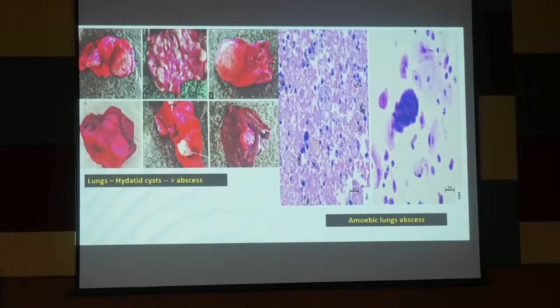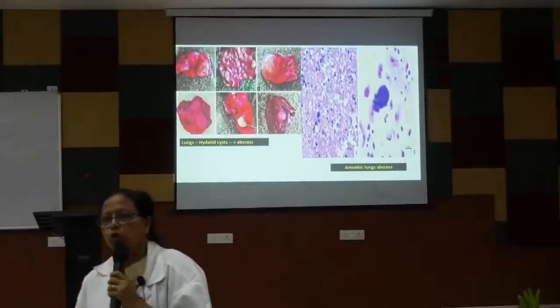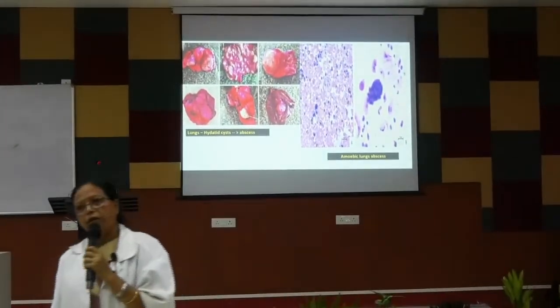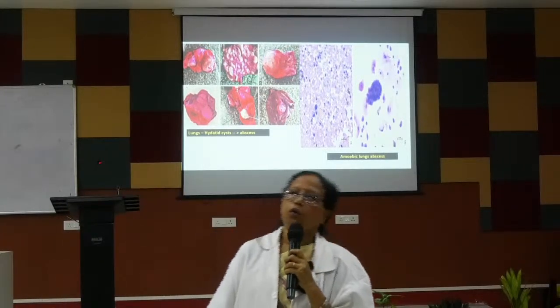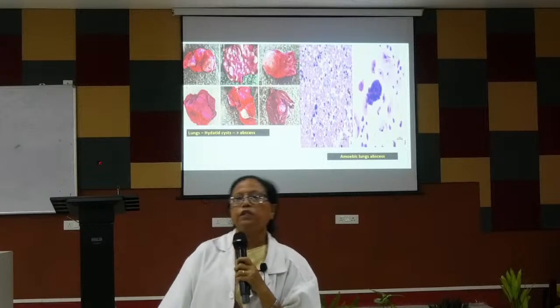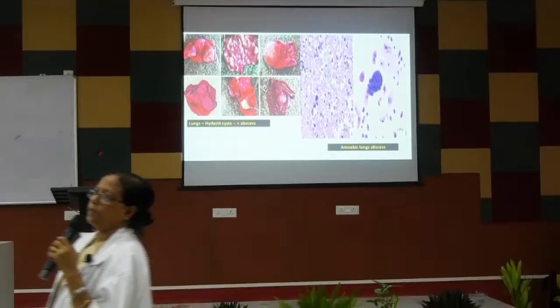One more important thing is the amoebic lung abscess. From where does it come? Intestinal amoebiasis, which you have already learned. From the intestine, through the portal vein, they go to the liver and form a liver abscess. As a complication of the liver abscess, they go to the lung and produce the amoebic lung abscess.